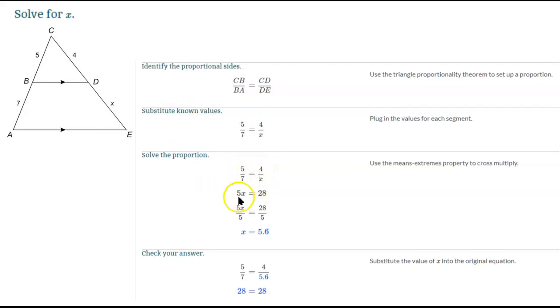Cross multiply. We get 5x is equal to 28, because 7 times 4. Solve for x. We find that x is equal to 5.6. When we plug in 5.6 for x, we see that 5 divided by 7 is 28, and 4 divided by 5.6 is 28. Therefore, they are equal to each other.